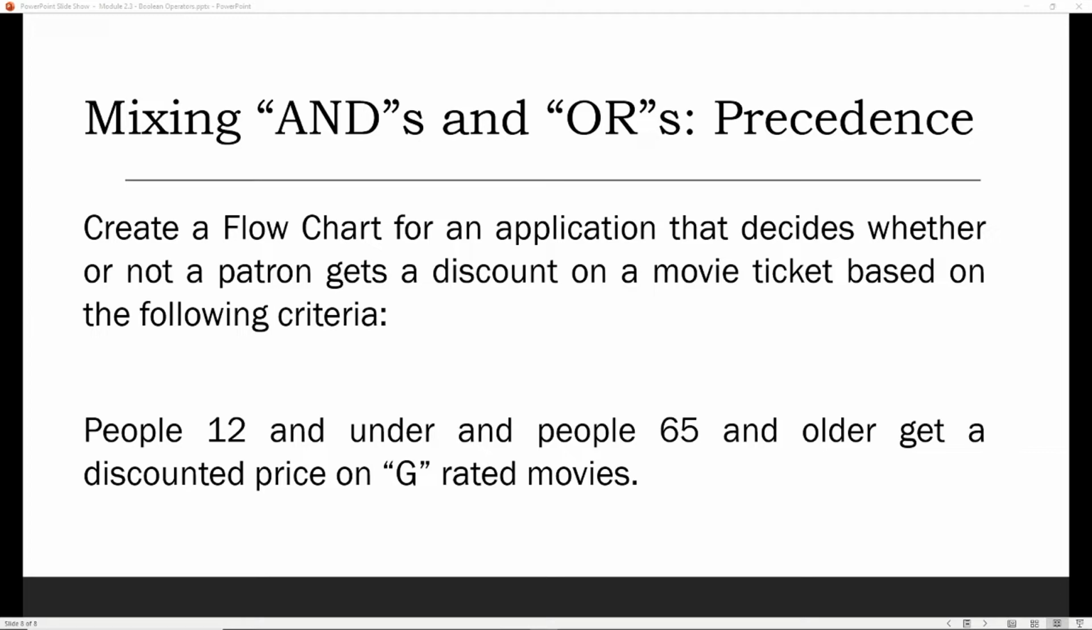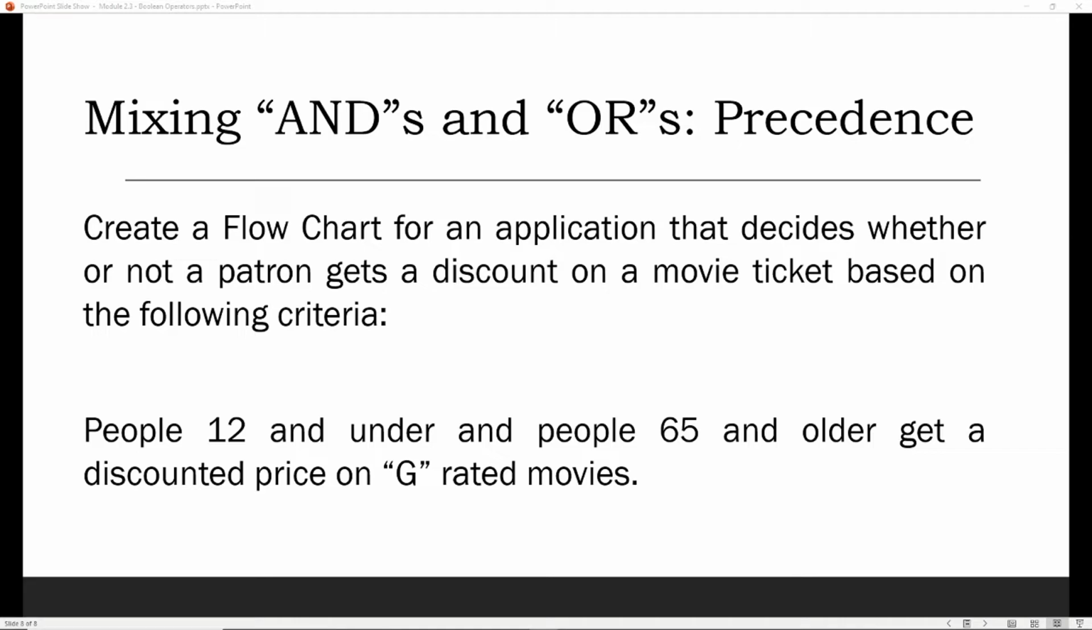So now we're going to see what happens if we mix ANDs and ORs in our logical flow. We're going to take a look at an example. We want to create a flowchart for an application that decides whether or not a patron gets a discount on a movie ticket based on the following criteria. We want people 12 and under and people 65 and older to get a discounted price on G-rated movies.